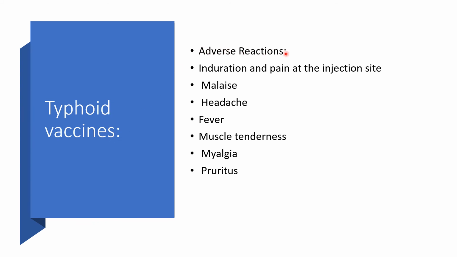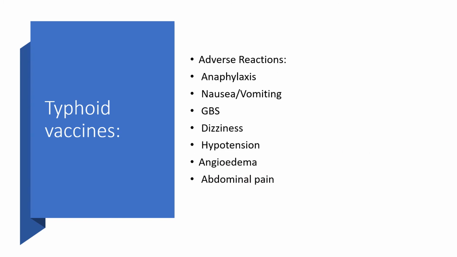Typhoid vaccine adverse reactions. Induration and pain at the site of the injection. The individual may feel malaise, can have headache, can have fever. There may be muscle tenderness, there might be joint pains, and itching. Other adverse reactions might be anaphylaxis, nausea and vomiting, Guillain-Barré syndrome, dizziness, hypotension, angioedema, and abdominal pain.